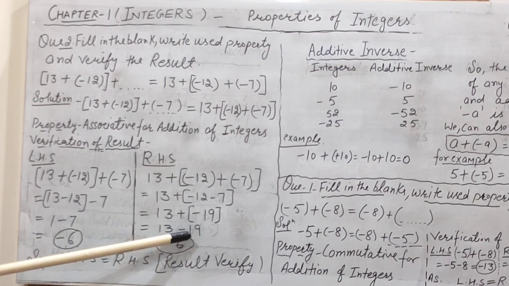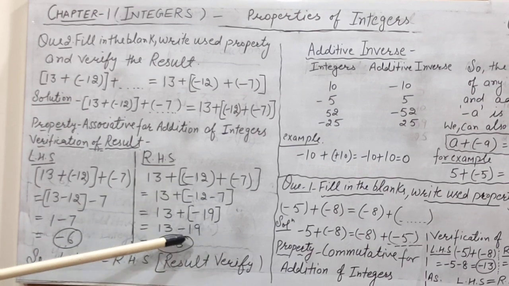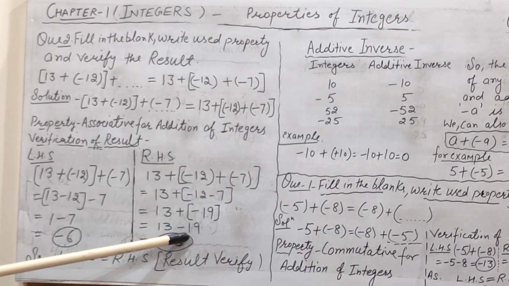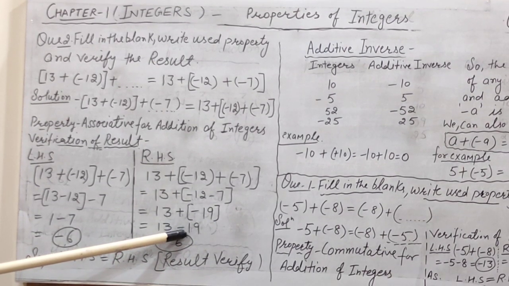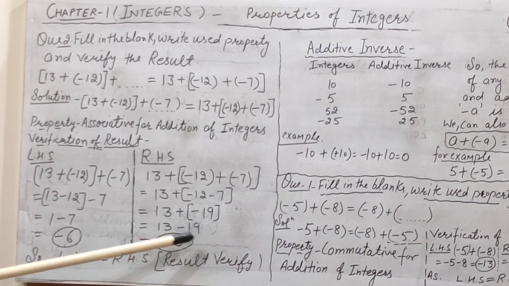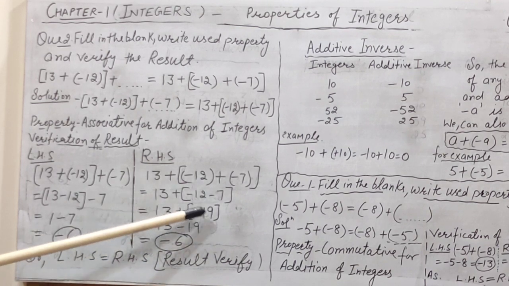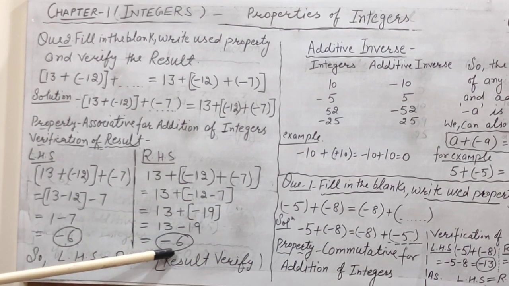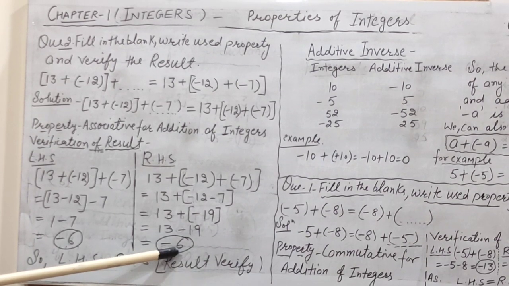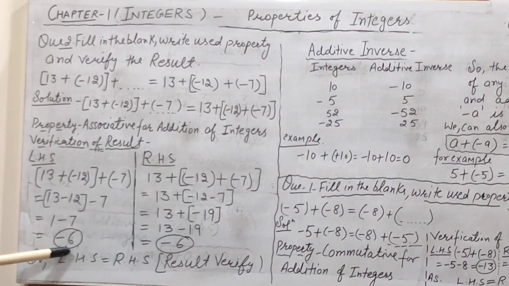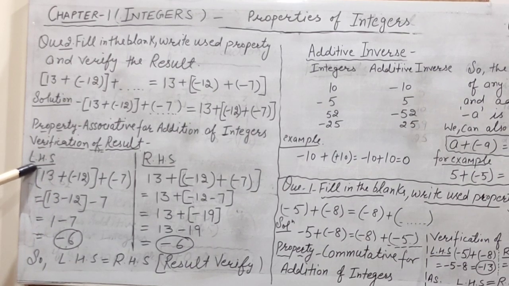So you can understand the rules we have done are so important. That comes in every question. Alright. So we have to place -19. 13 positive integer, 19 now with negative sign. So what happens? Subtraction. And the answer is -6. This is the result of the right hand side. This is the result of the left hand side.